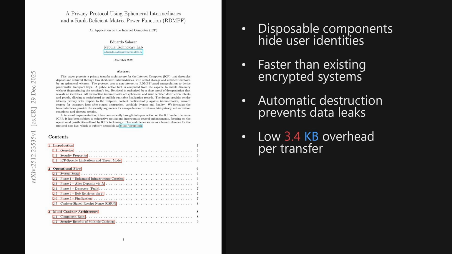So, wrapping up, the key takeaway is that combining ephemeral infrastructure with rank-deficient matrix power functions creates a robust privacy layer without the heavy computational cost of zero-knowledge proofs. This approach effectively neutralizes metadata leaks by ensuring no permanent record survives the transaction.